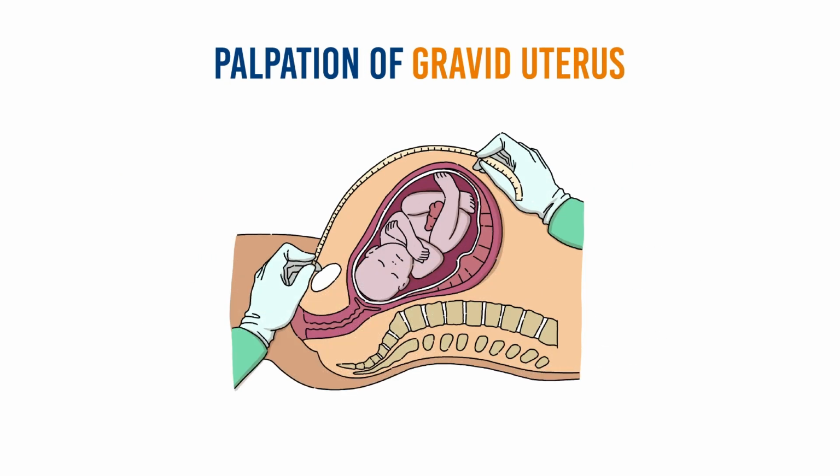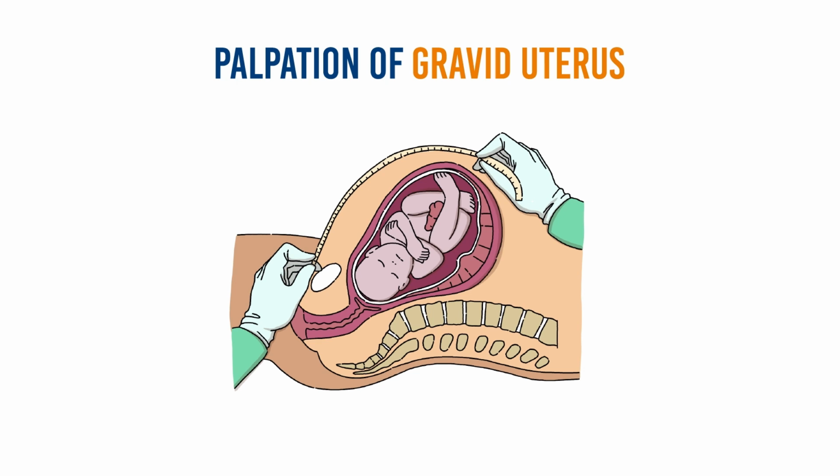Palpation of gravid uterus. Conducted from 28 weeks onwards, this is a palpation examination done to measure the symphysial fundal height. Symphysial fundal height is the distance from the pubic bone to the top of the uterus. The doctor should take note of any uterine contractions, its frequency, duration and strength, as well as any fetal movements and fetal heart rate through Doptone fetal monitoring or cardiotocography.